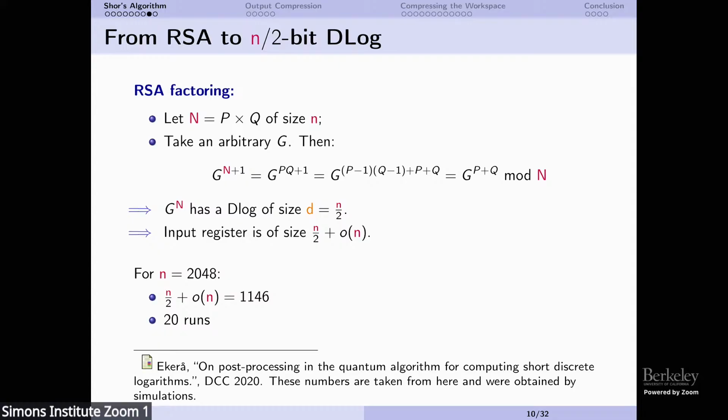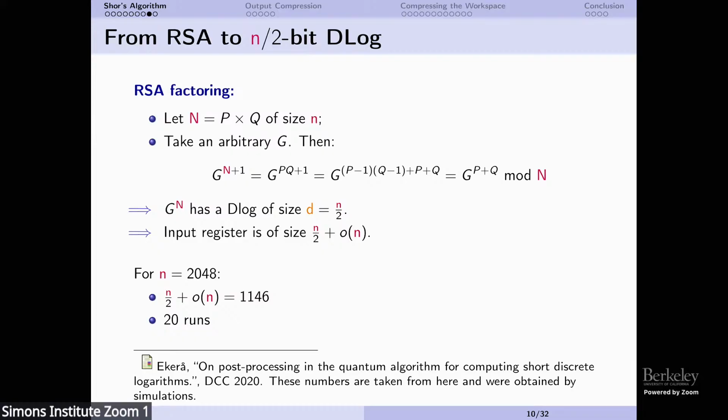And this is exactly where we get the n over 2 plus t to the low of n of our algorithm. And to give you an idea, for n equal 2048, what is the little low of n? Well, it's going to be whatever you add to 1024 to get this number here.